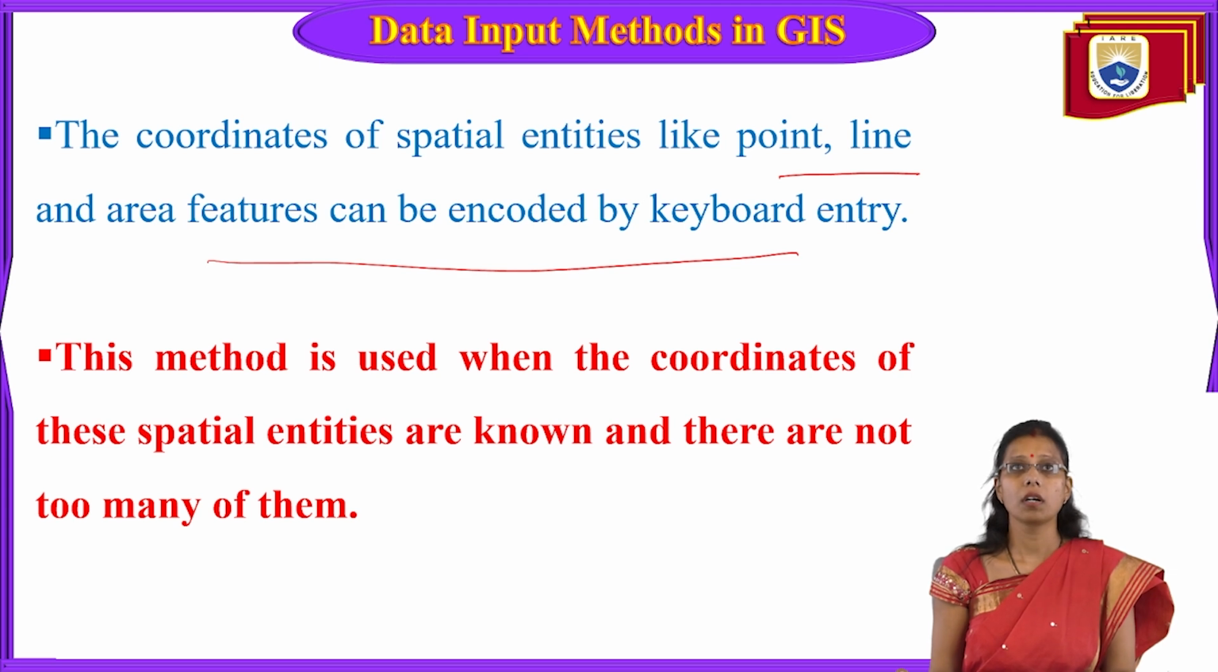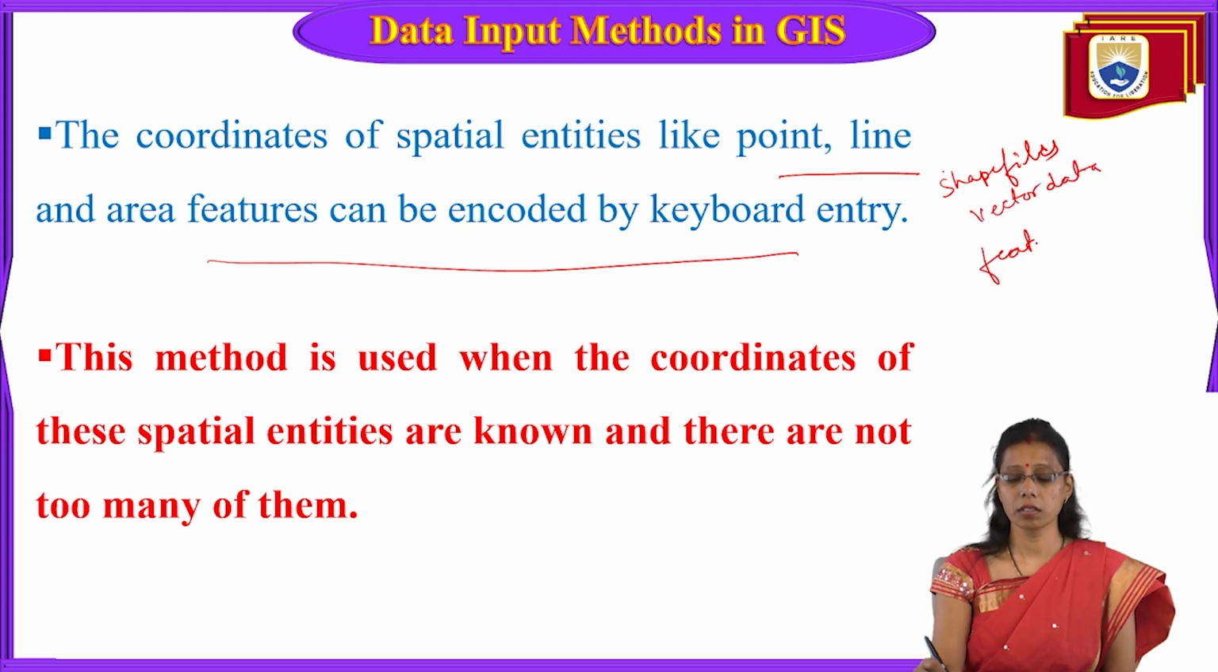For example, here what we are trying to say is coordinates of spatial entities. If you remember, we have three types of shape files, or we call it vector data, or we call it features. If we talk about shape files, vector data, or features, these all are point, line, and polygon. If you want to add non-spatial information to this point, line, and polygon, then we have to use keyboard entry.